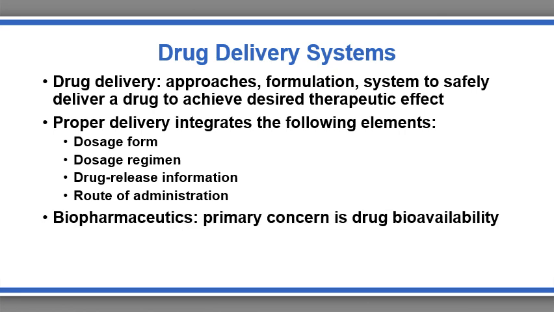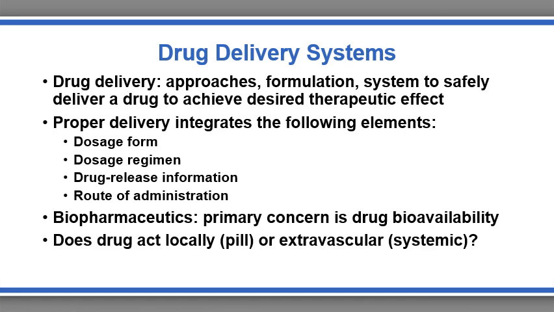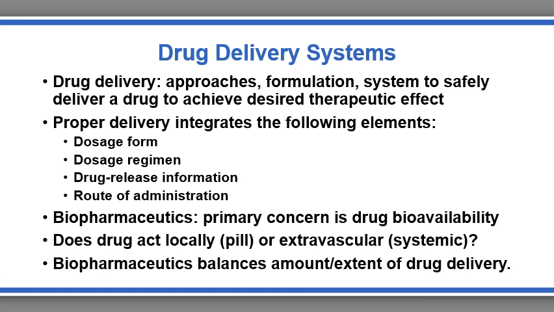Again, biopharmaceutics: here the primary concern with many things is drug bioavailability. Biopharmaceutics links the physical and chemical properties of the drug and the drug product to their clinical performance in vivo. So the big thing is bioavailability, how much of the drug is going to be available to the person once they take it. Another thing we have to look at is whether the drug acts locally, which would be very common if we're talking about a pill, or whether it works extravascularly, with a little bit more of a systemic effect. That's another question that has to get asked. Biopharmaceutics looks to balance the amount or extent of the particular delivery of the drug.